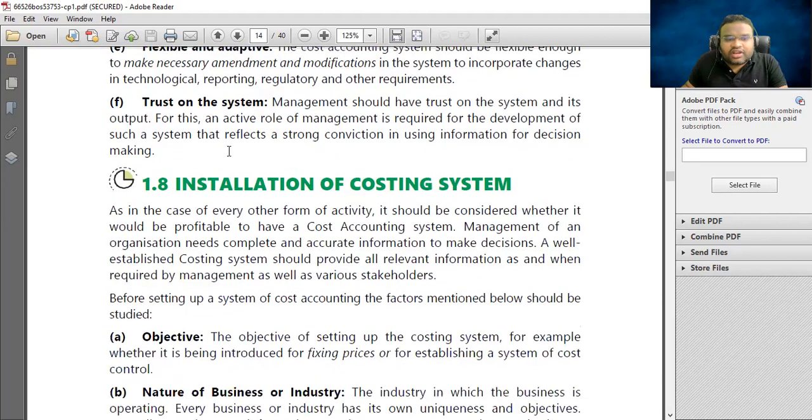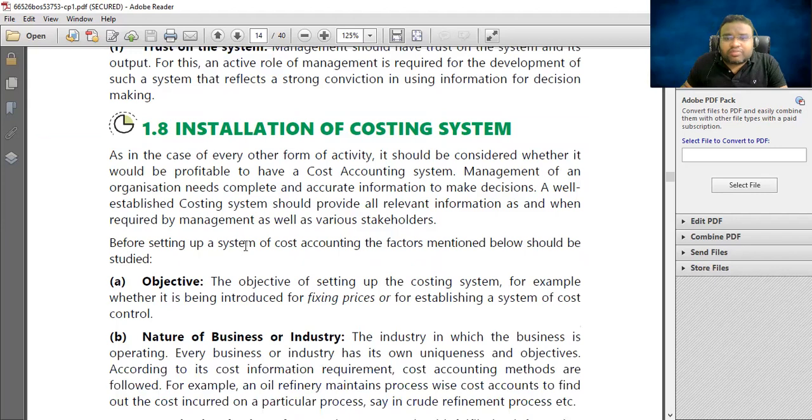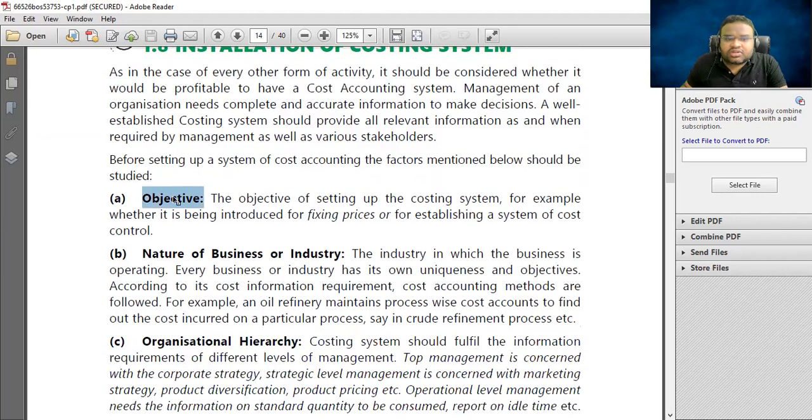Okay. So whenever you want to install a costing system, the following must be studied. Objectives: why do you need a cost accounting system? If you are dealing with only one product, there is no need for a cost accounting system, because you are going to get the same data. When you are dealing with multiple products, cost accounting is useful.